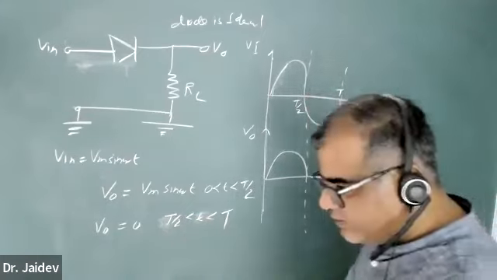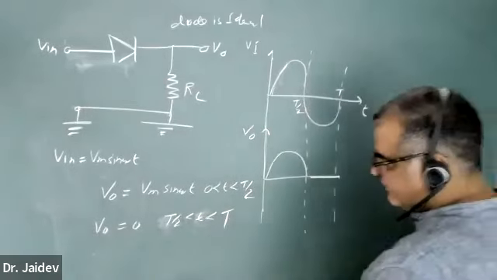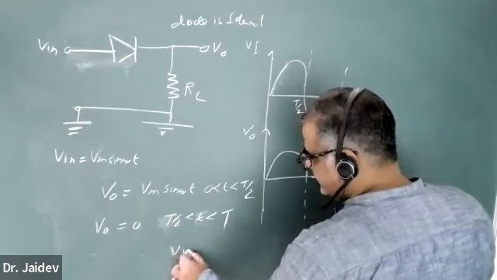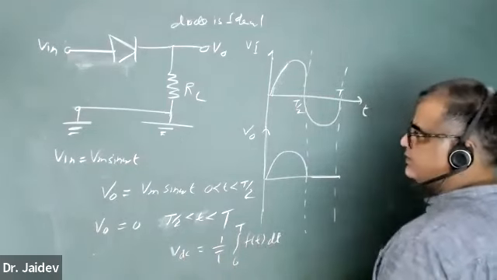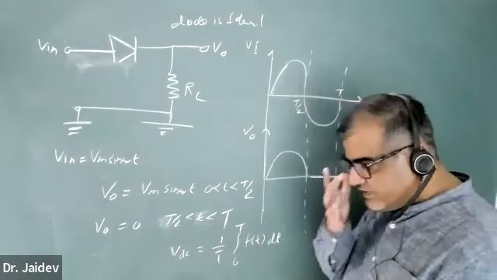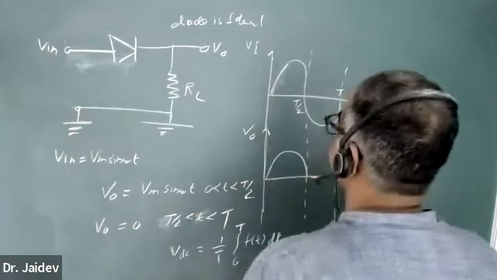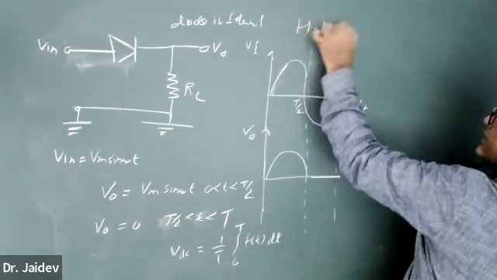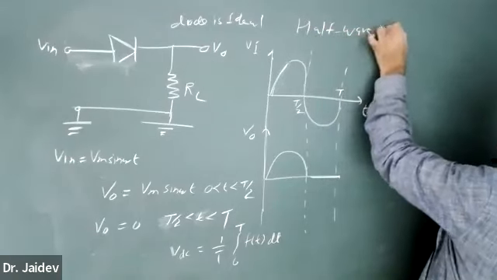Now can you find the average value of voltage or DC voltage? Can you find VDC? What is the formula for VDC? If I want to find the average, VDC will be 1/T integral from 0 to T of f(t) dt. Calculate. Tell me what value is coming for the DC voltage or average value for the half wave rectifier. So this is a half wave rectifier circuit because it's rectifying only half wave.